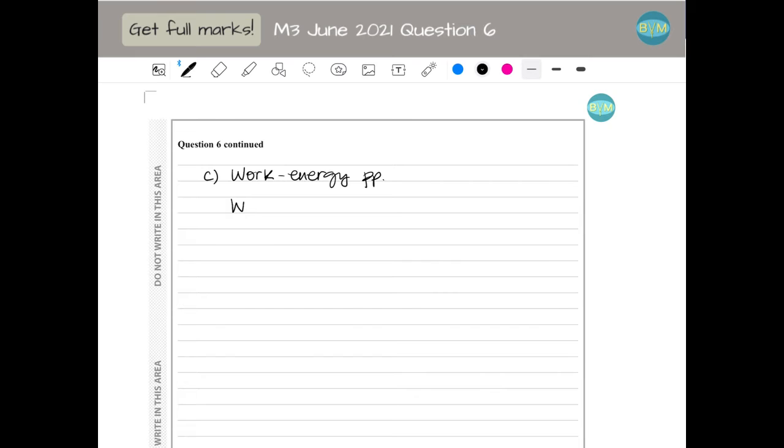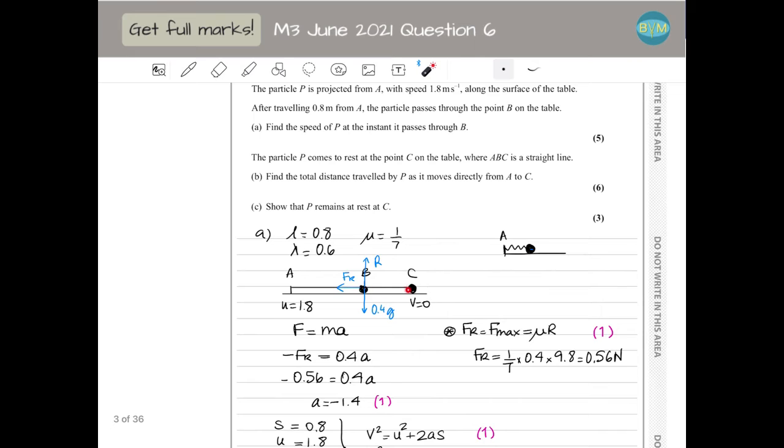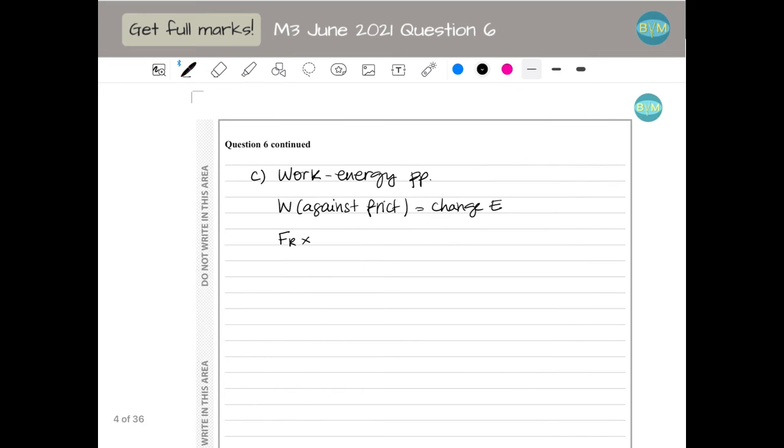That means that the work done against friction is going to be the change in energy. The work done against friction is the friction times the distance. And the distance is the distance BC, and I'm going to call it, let's say, X, for example. This is X. So the work done will be friction times X, and this is going to be energy at B minus energy at C.